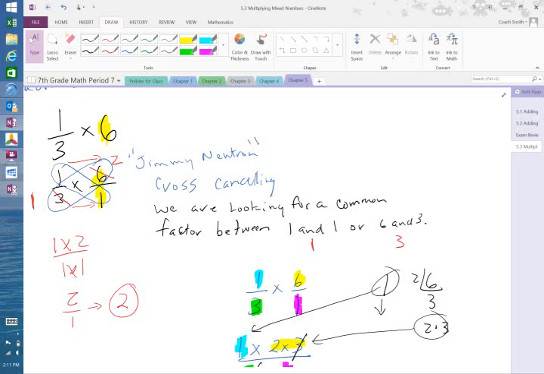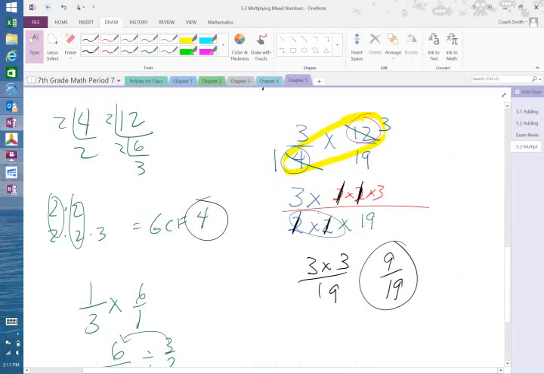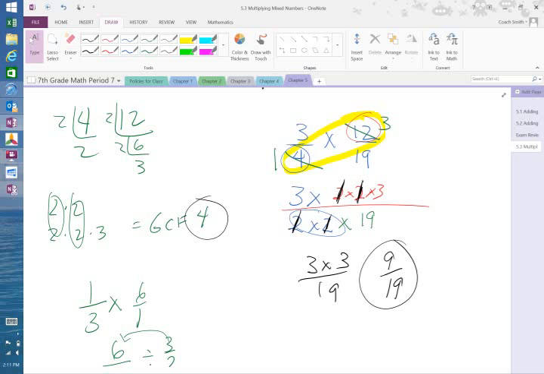Brandon? How did you get like 3 times 3 on that one? Down here? Yeah. So I have a 3 left there and a 3 left there. So 3 times 3. That's how I got that.